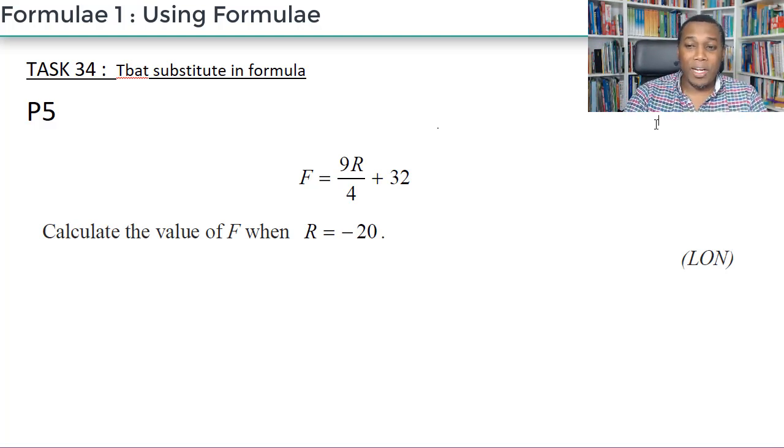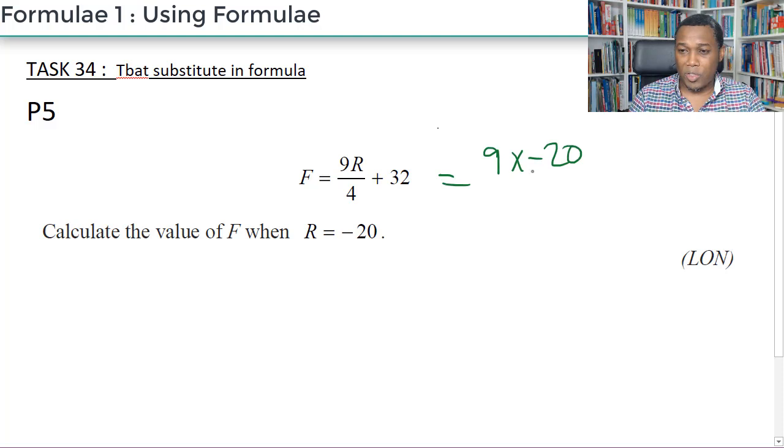Calculate the value of f when r is equal to minus 20. Pause. Have a go. Yeah, you got that one running through really, really quickly. You have 9 multiplied by minus 20 on 4 plus 32. That's what you should be having.